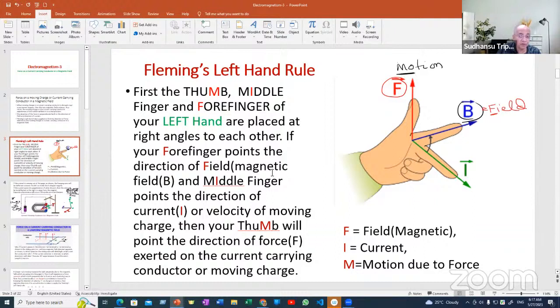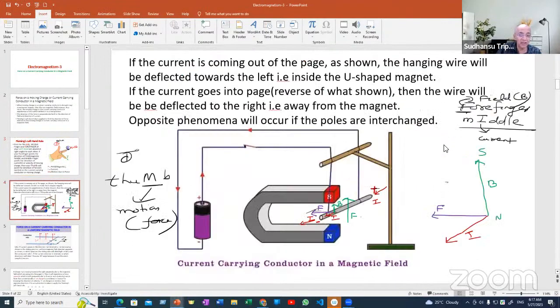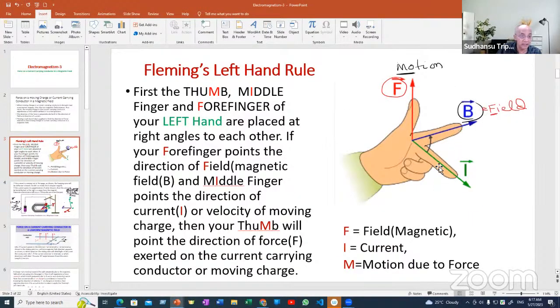They may not be perpendicular. If they are perpendicular, it is well and good. If they are not also, they will lie in one plane and the force exerted on the conductor will be perpendicular to that plane. And that thing we will study today. If the angle is not 90 degrees, then what will happen to the magnitude of the force? And how to know the direction of the force?